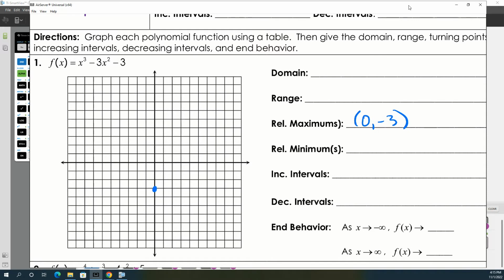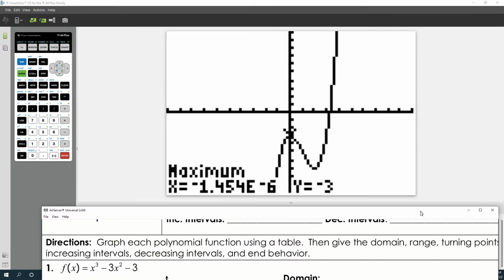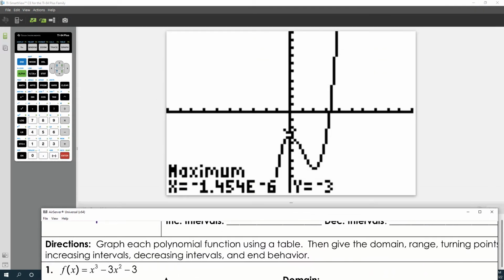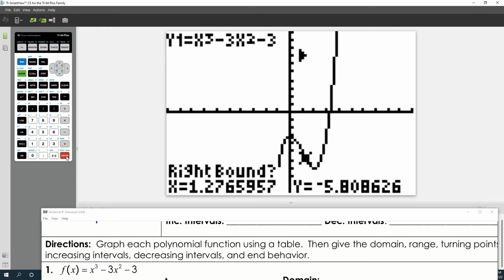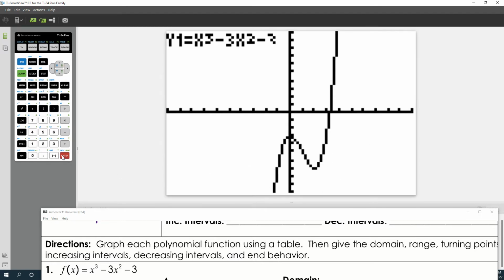All right, let's go back and find the minimum. So the minimum is here. We're going to hit second, trace, and we're going to choose number 3. So we get this flashing cursor. We're going to move closer to the minimum, but stay on the left side and hit enter. Hit the right arrow. We're going to go down the valley, start going back up, hit enter.